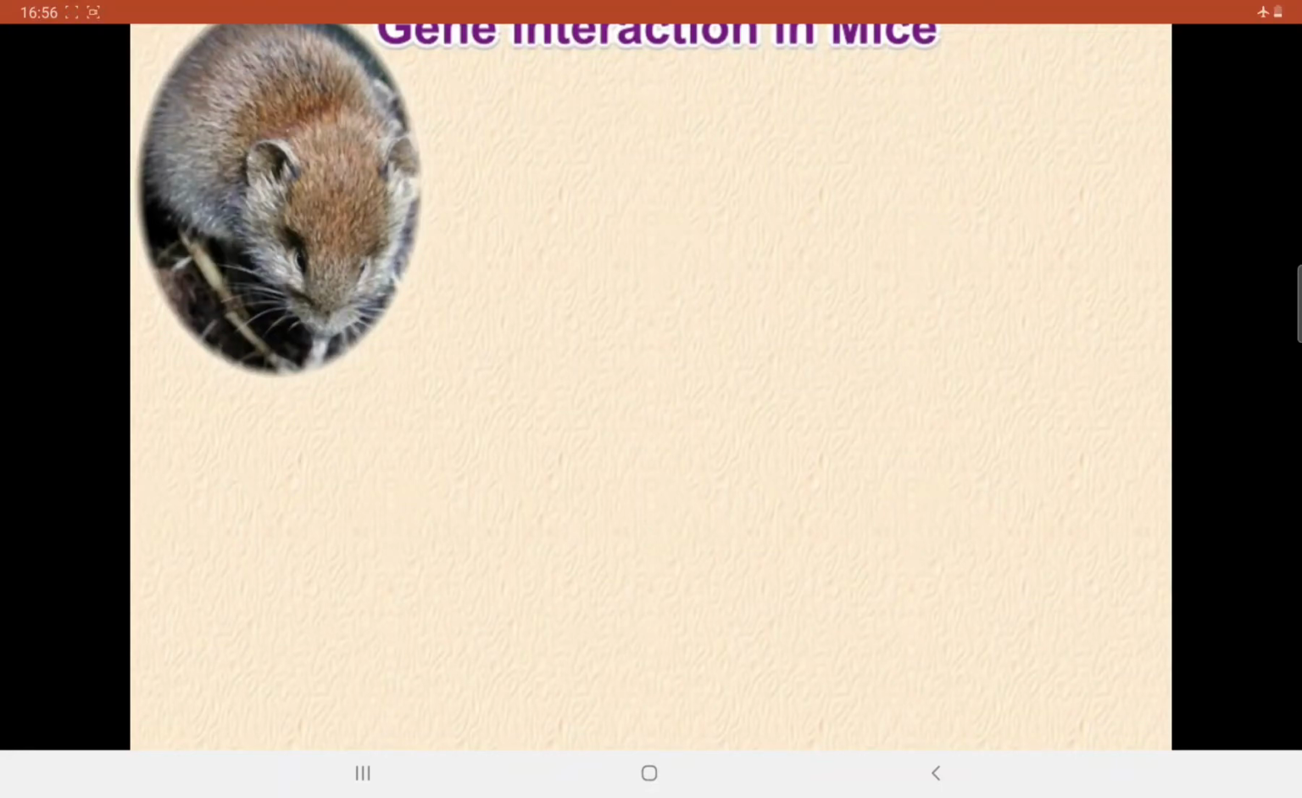So now we're going to look at gene interaction. Our first example will be with mice. In some cases, a single feature of an organism is controlled by more than one pair of alleles. These pairs of alleles interact to produce a particular phenotype, and there are two main types of this gene interaction. There's epistasis and there's polygenetic interaction.